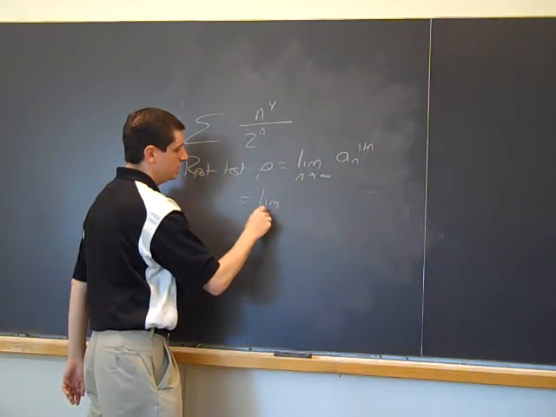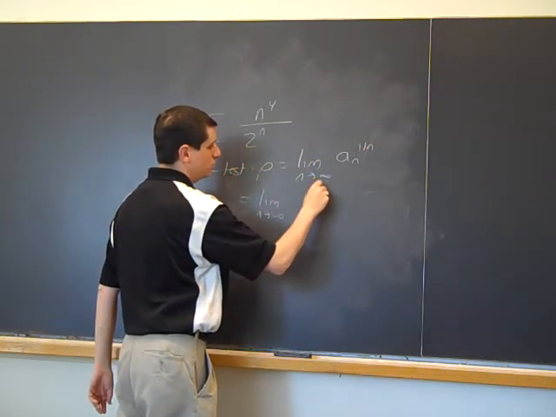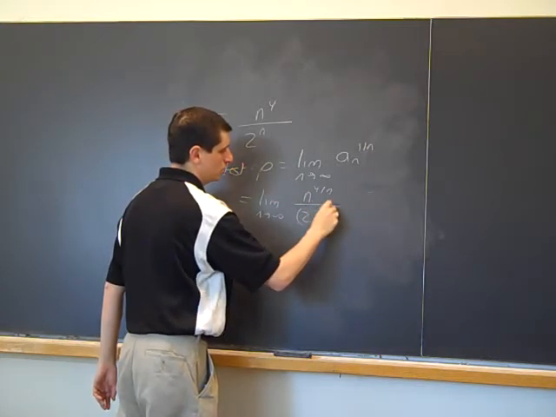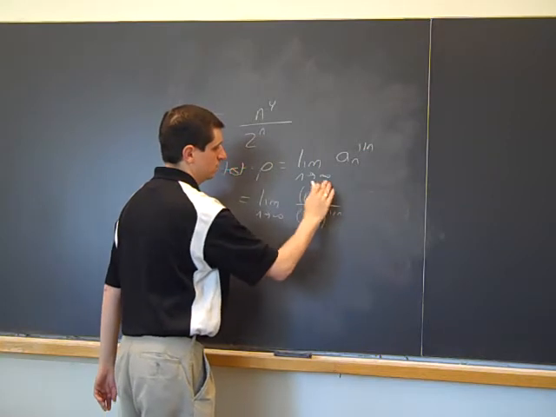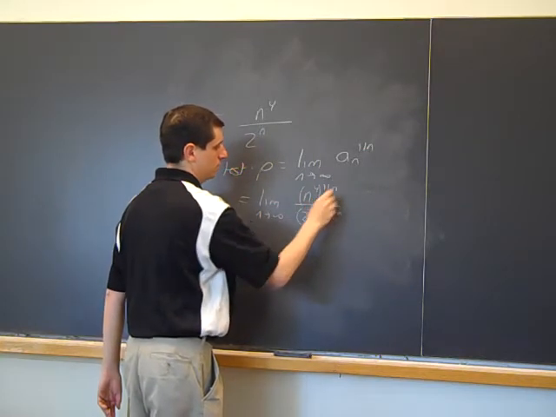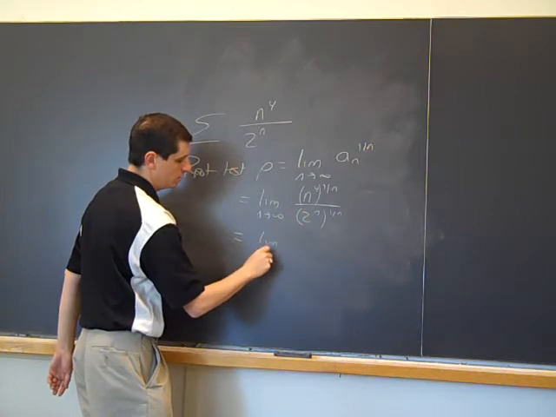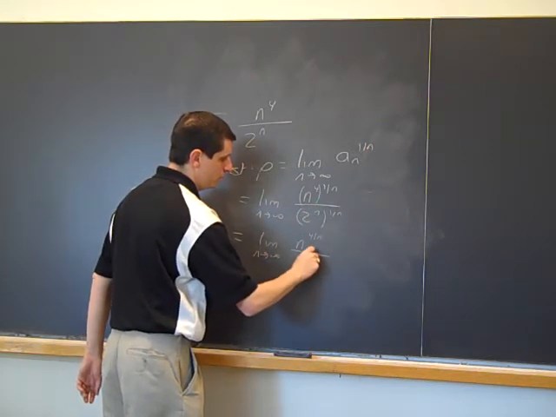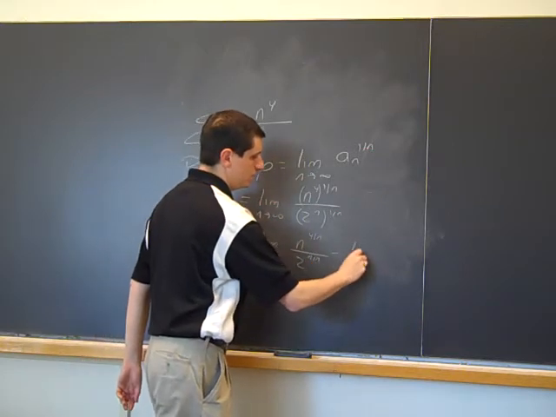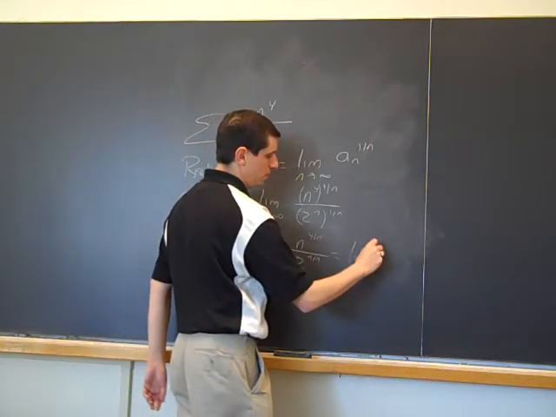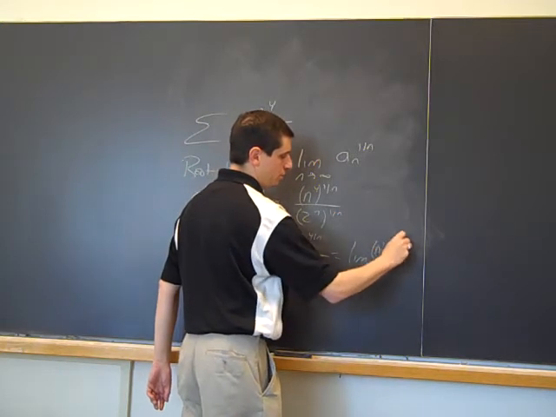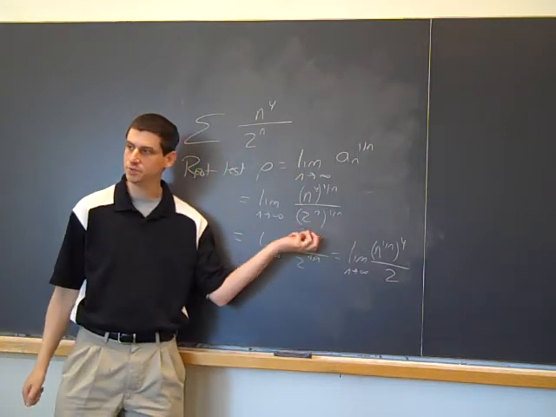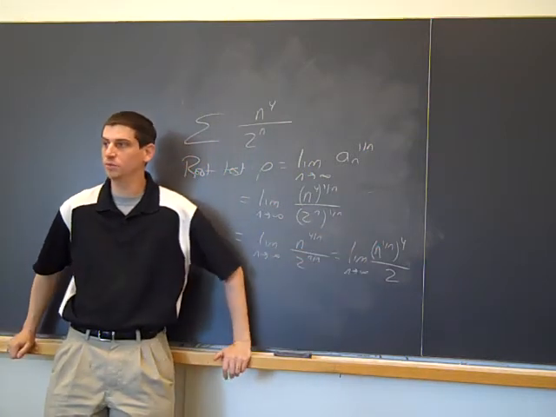So this is the limit as n goes to infinity of n to the 4 over 2 to the n, all to the 1 over n. I'll do it slowly. This is the limit as n goes to infinity of n to the 4 over n divided by 2 to the n over n. This is the limit as n goes to infinity of n to the 1 over n, to the 4th, over 2. And I'm just flipping the exponents because we've seen n to the 1 over n before.